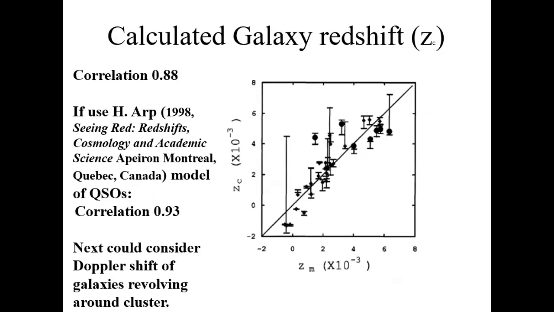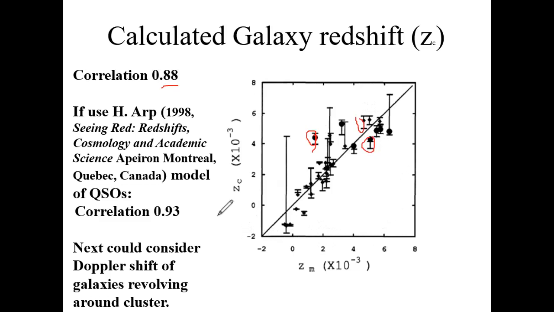But anyway, plot all these things, and what you end up with, the data as taken, ends up with a correlation of 0.88. Still not very good, but still much better than accepted cosmology. And you will notice that we do have a few outliers, where their error curves do not intersect on the line.